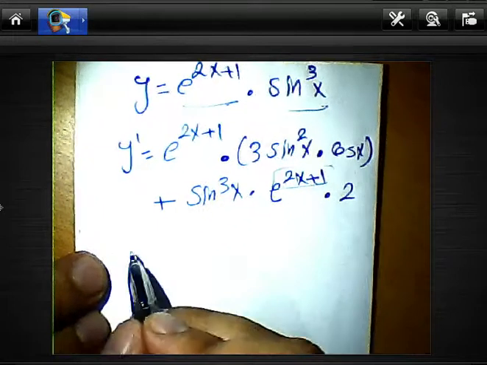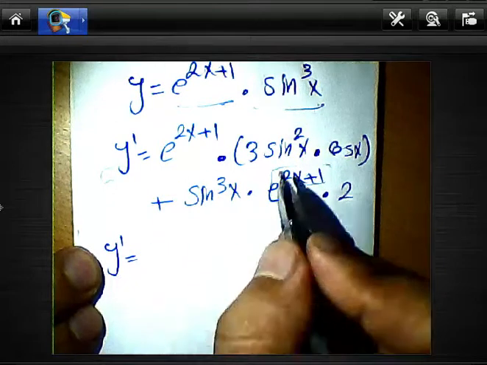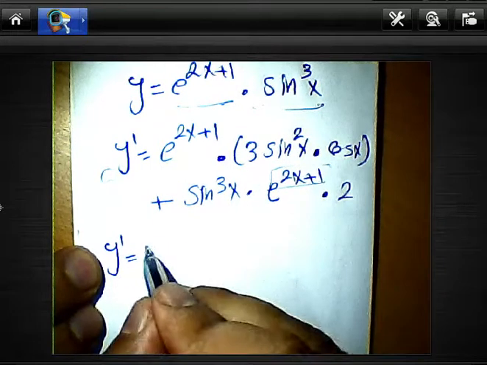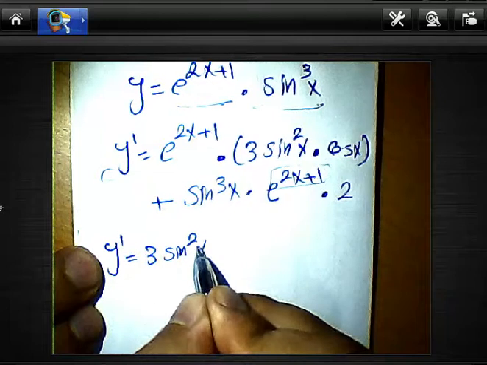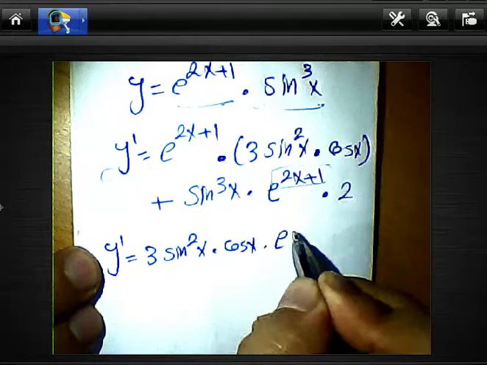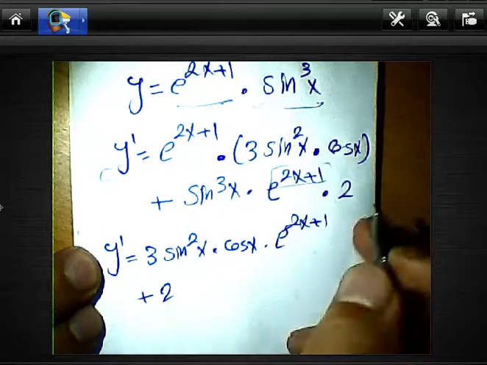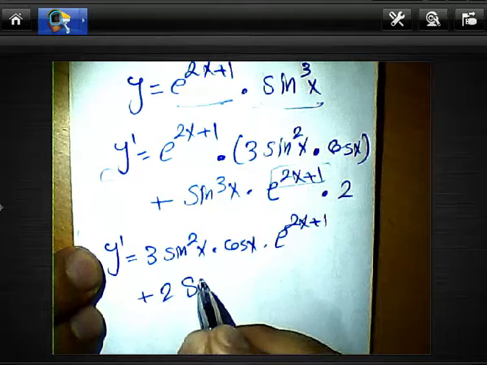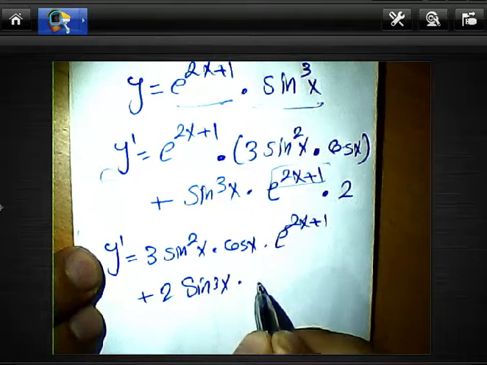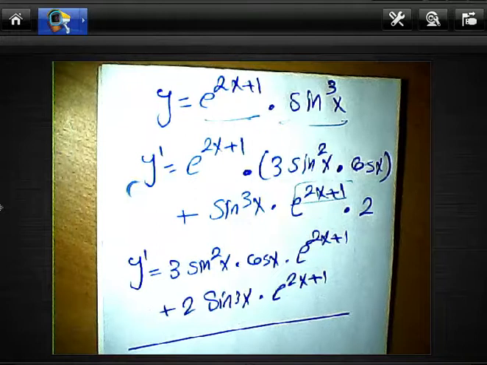So the result will be y dash equal, we can simplify it, repeat all terms here: 3 sine power 2x cosine x multiplied by e power 2x plus 1, plus 2, the coefficient 2 outside here, multiplied by sine 3x multiplied by e power 2x plus 1. This is the result of this question.